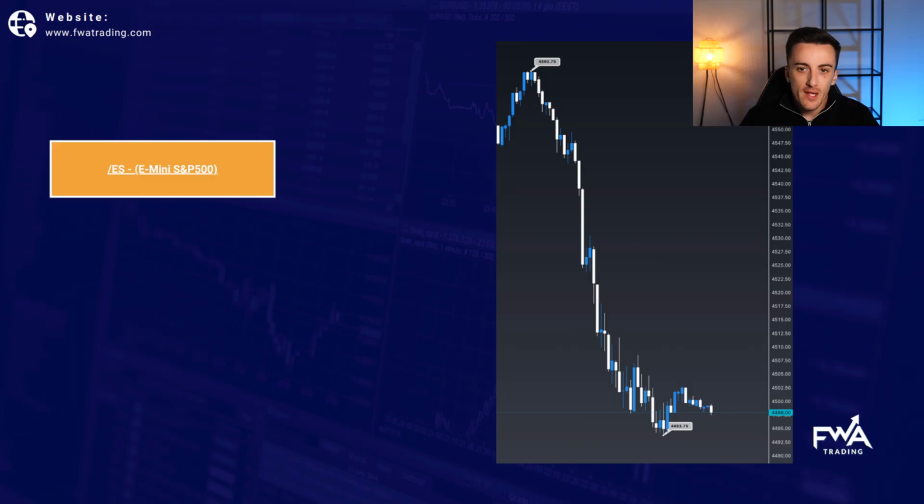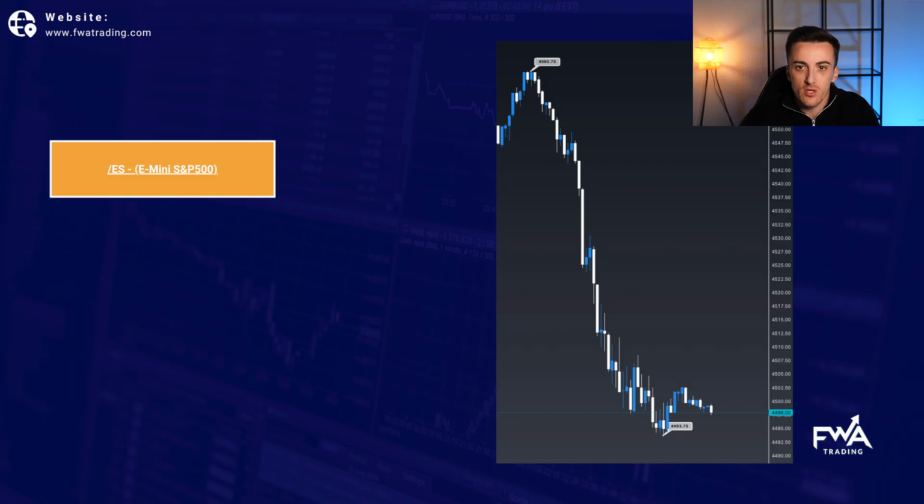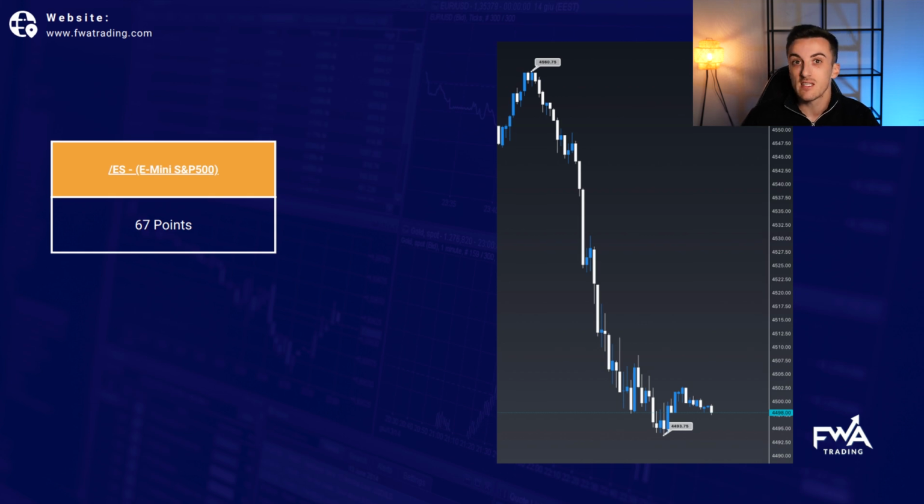I'll give you guys another example on the S&P. So on Friday, again, the S&P dropped from 4,560.75 all the way down to 4,493.75. So again, a huge move. Now this total move, if you take 4,560.75, take away 4,493.75, that's going to give you 67. So that's a 67 point move in the S&P on Friday.